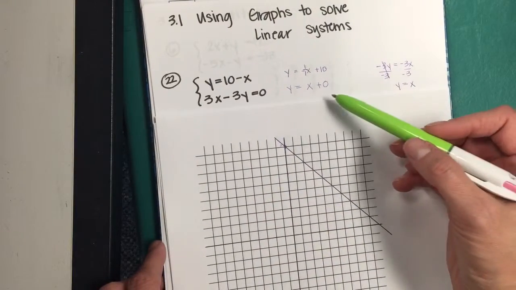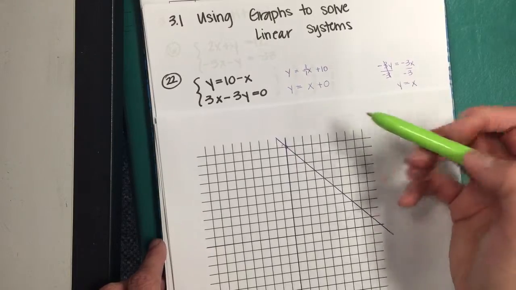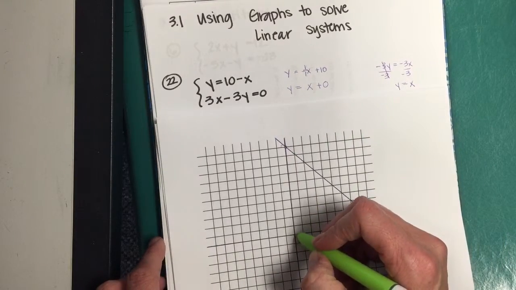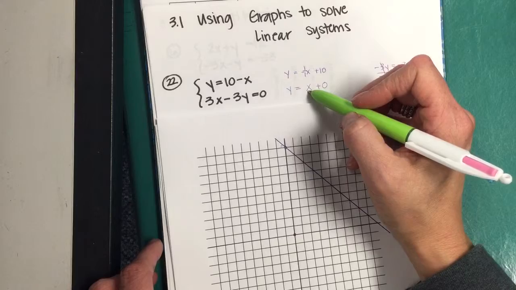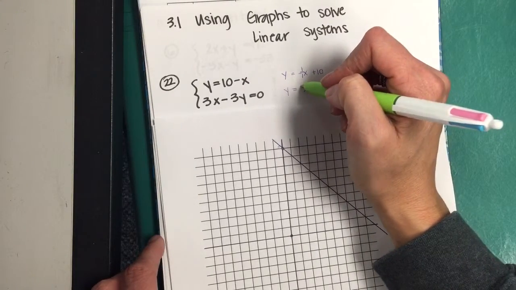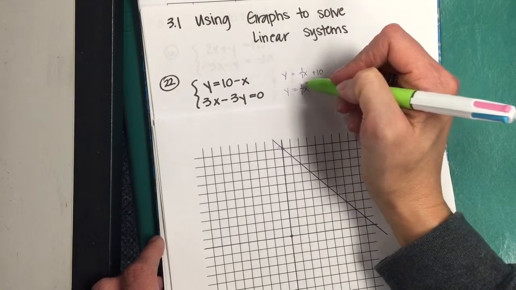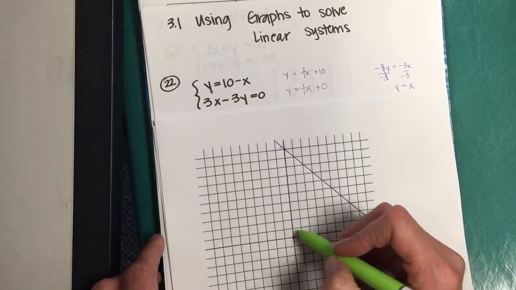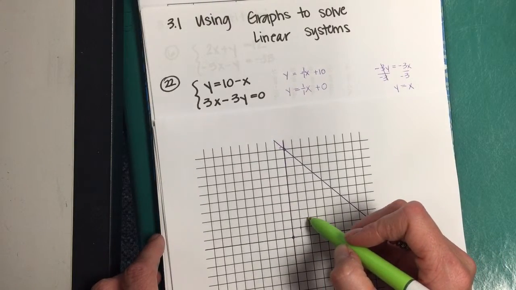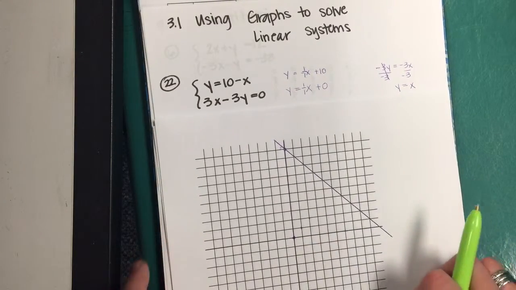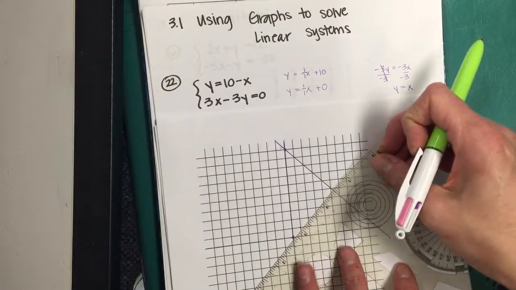The second one has a y-intercept of 0, so that means that it starts at the origin. The slope is positive 1, so I'm going to write that as 1 over 1 so that I have a fraction to do rise over run. Rise 1, run 1, rise 1, run 1. And then I'm going to draw that line.